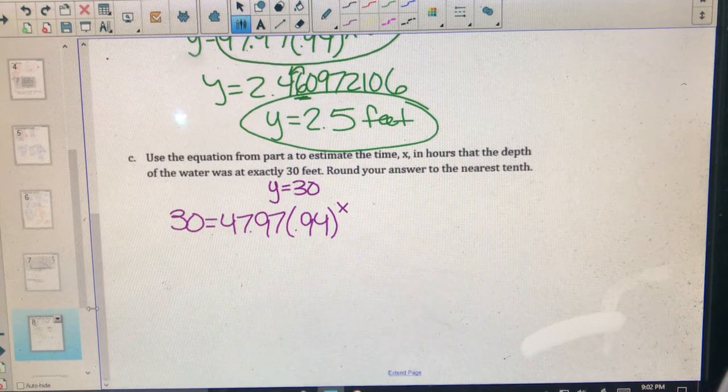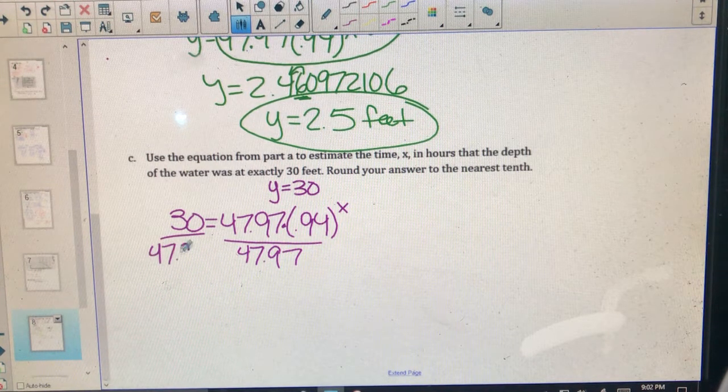Now this looks a lot like an exponential function that needs to be solved because the x that I'm trying to solve for is in the exponent. I can't solve this with logs until the number that's being raised to the x is by itself. The 0.94 is the number being raised to the x. To get that by itself, I have to get rid of the 47.97, and they're being multiplied. So I start by dividing both sides by 47.97 so that these cancel.